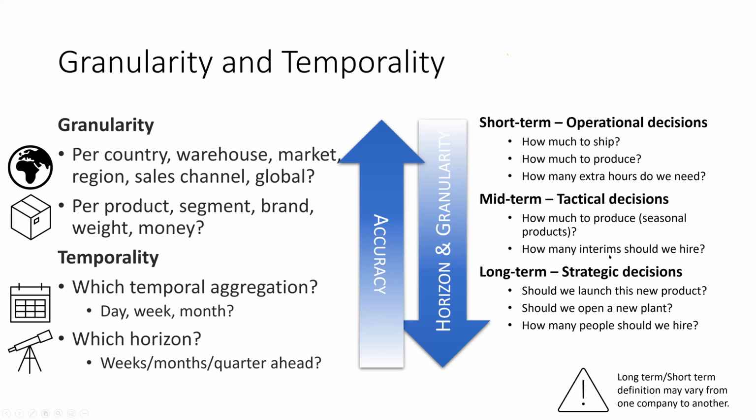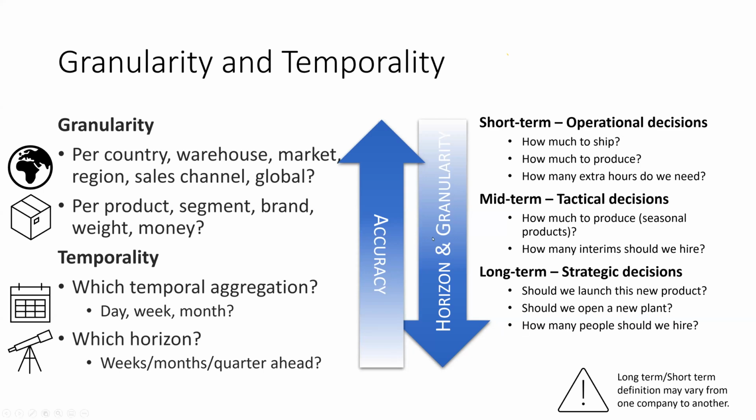On the short term, it's really a question like, how much should I ship? How much should I produce? Or should I ask for extra hours to be done in the factory? Midterm would be more like, how much of those seasonal products should I do? Should I hire some interim and those kind of things? Long term are, of course, question like, should I open a new plant? Should I hire new people?